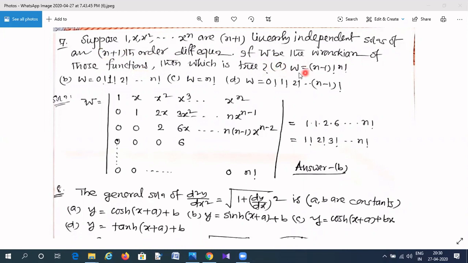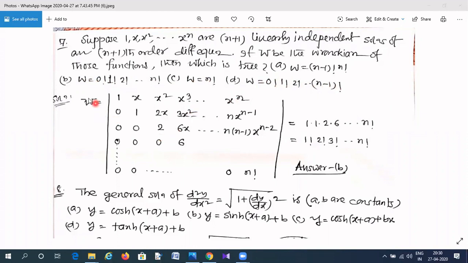There are 4 options. Option A is W is equal to n minus 1 factorial into n factorial. Option B is W is equal to 0 factorial into 1 factorial into 2 factorial into ... n factorial. Option C is W is equal to n factorial. Option D is W is equal to 0 factorial, 1 factorial, 2 factorial, ... n minus 1 factorial.